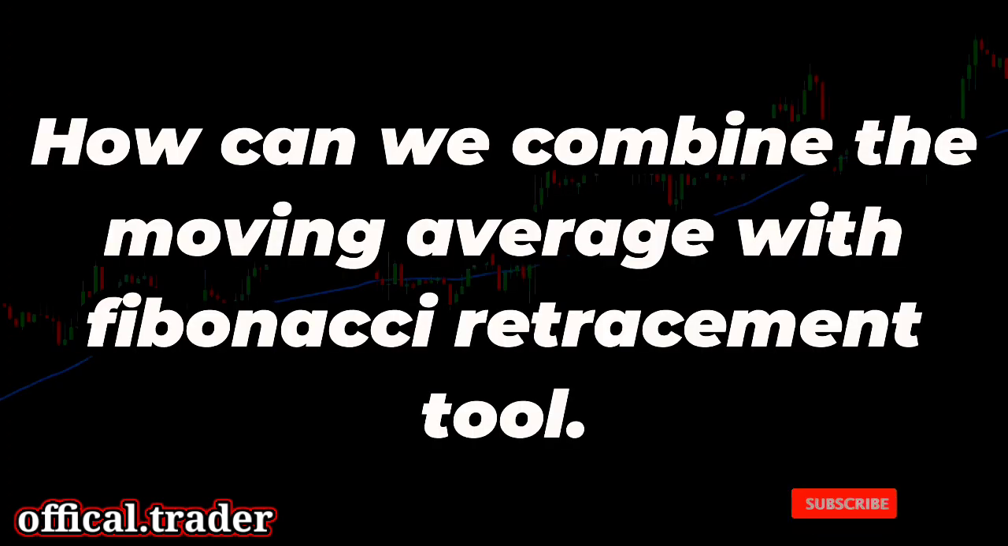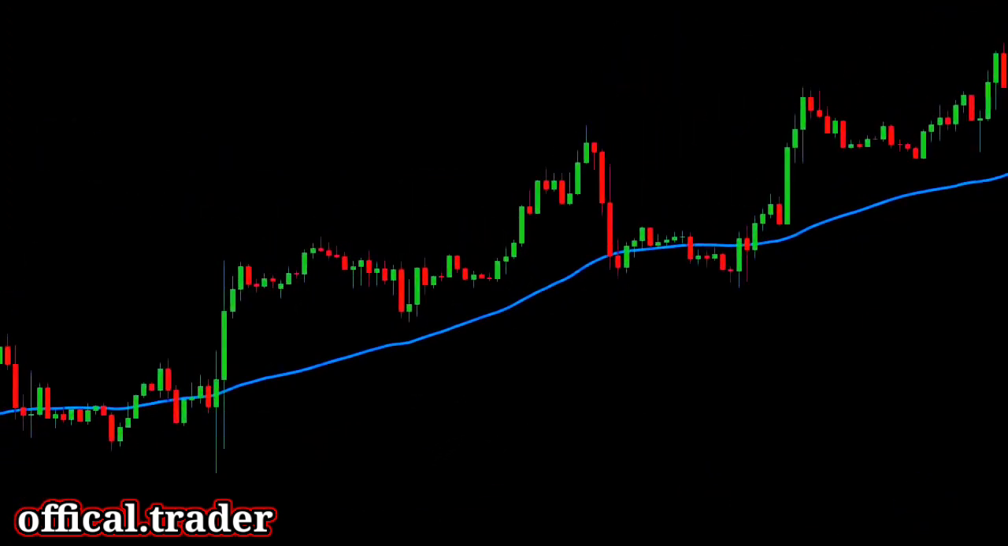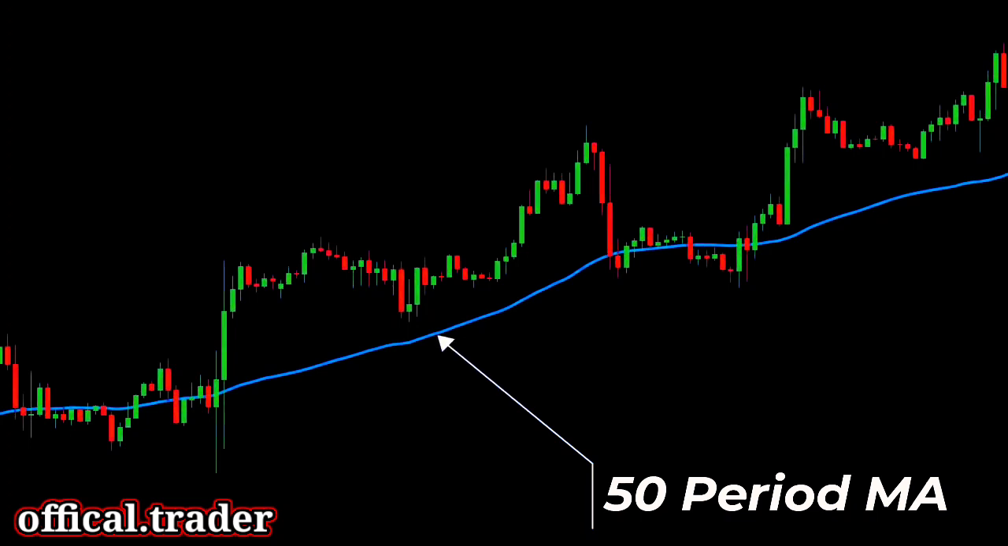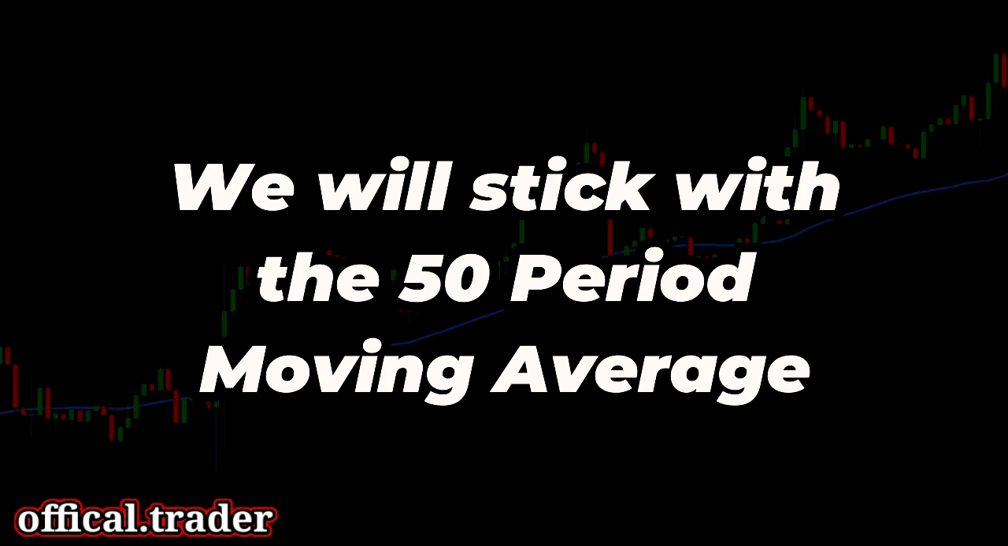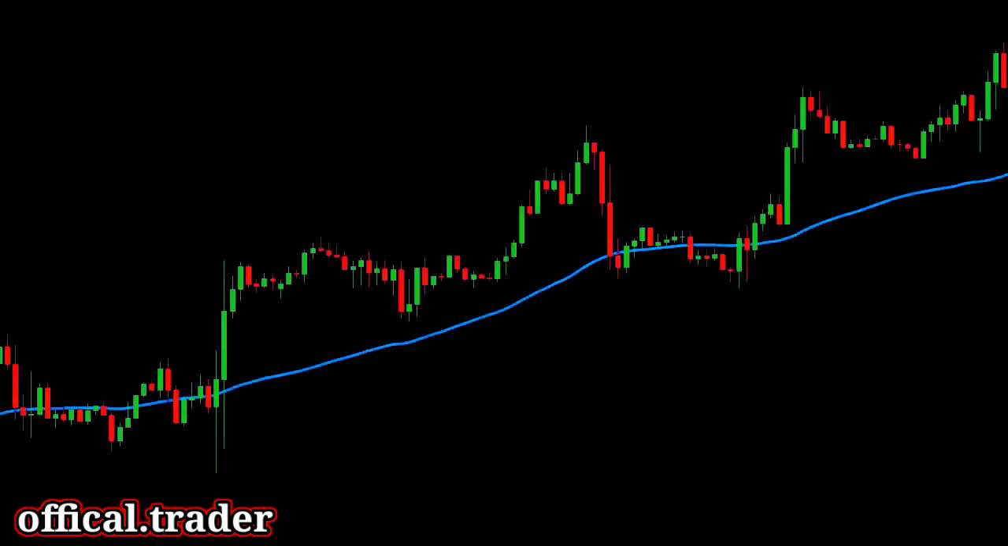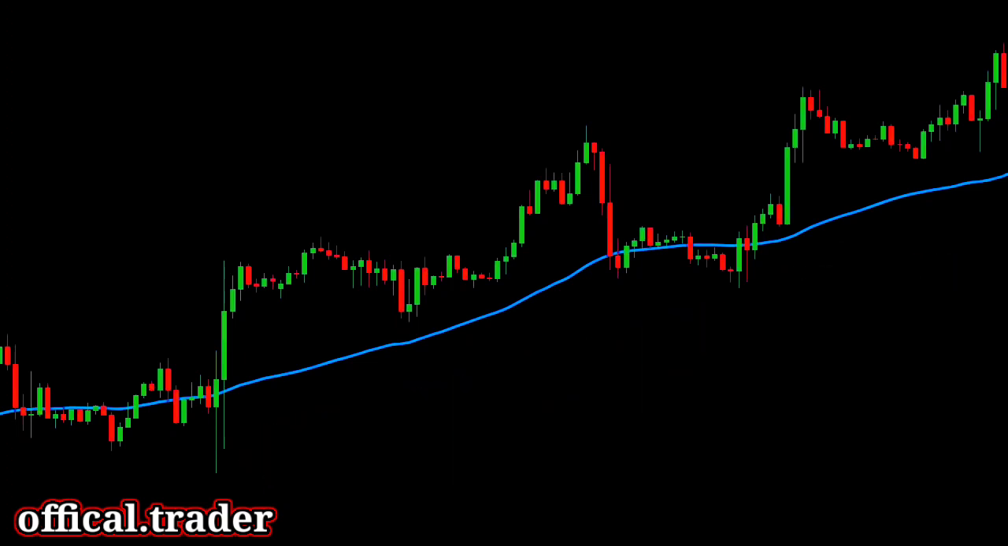Now let's see how we can combine the moving average with the Fibonacci retracement tool. Look at this chart. Here, the blue line is a simple 50-period moving average. We can use different moving averages for different trends, but for the sake of this video, we will stick to the 50-period moving average. So, here we see that the price has been trading above the 50 moving average for the most part. The moving average is also sloped upwards. This shows that the price is in a strong uptrend.